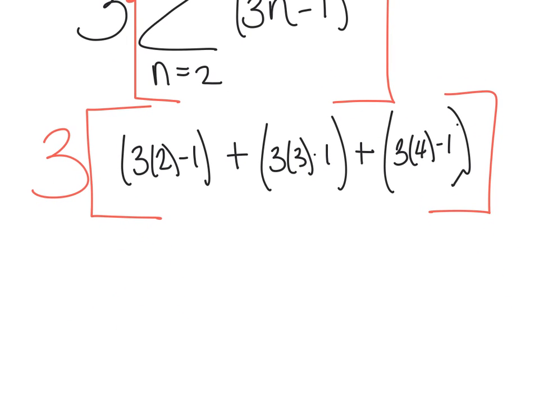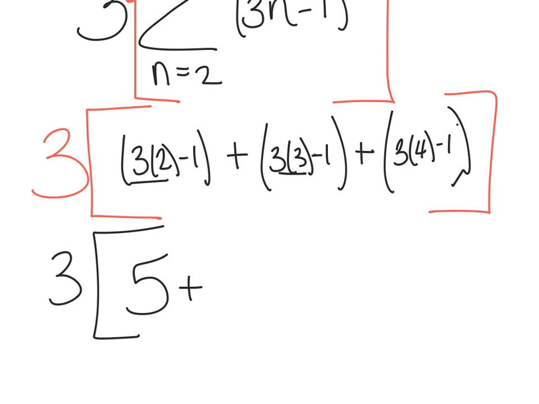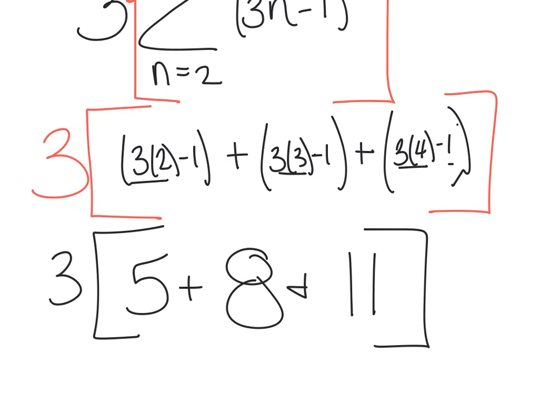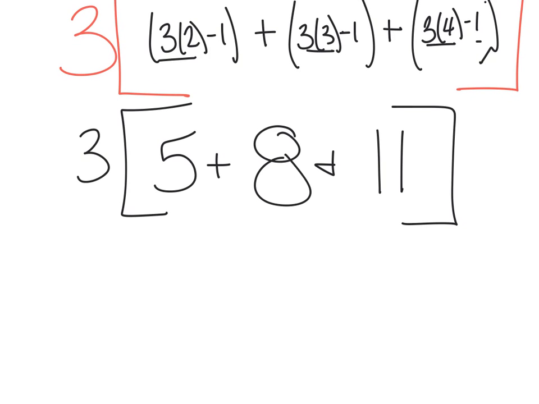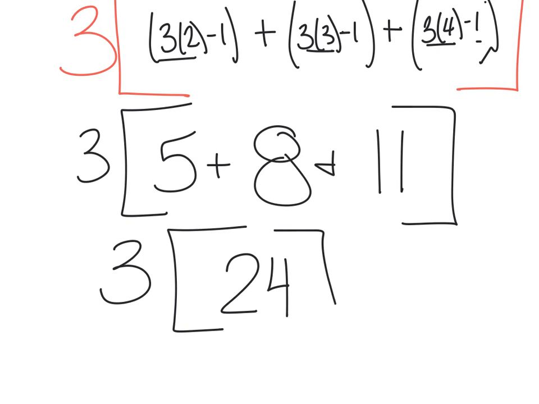So we'll go ahead and clean this up. All right, so that's 6 minus 1, that's 5. So that's 3. So we have 5 plus, that's 9 minus 1 is 8. Plus, that's 12 minus 1 is 11. So oops, lost my pen. I believe that gives me a total of 24. Now times that 3 for a final answer of 72. Okay, so order of operations is huge. Keep it nice and neat with that bracket.